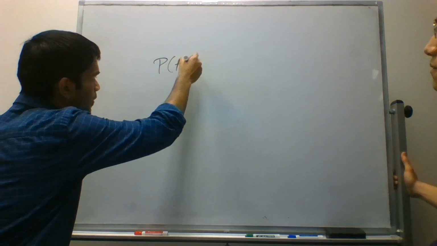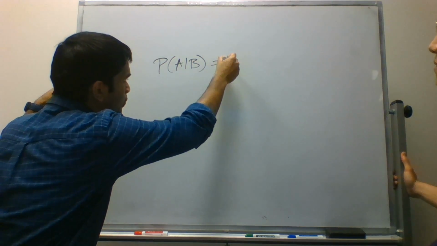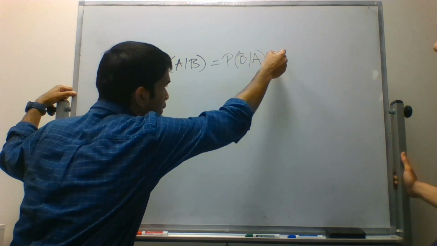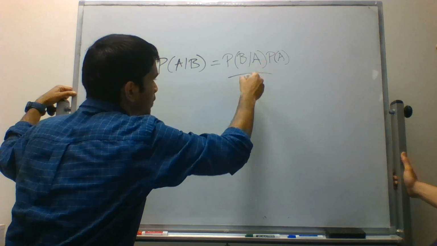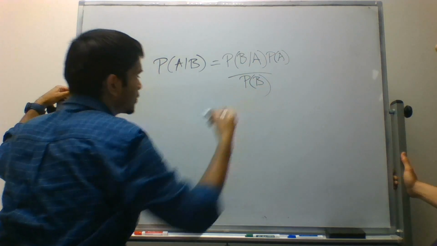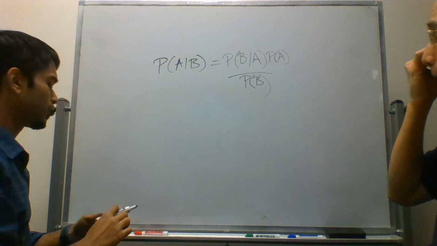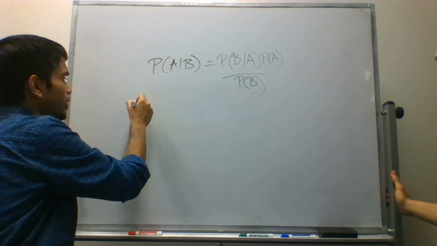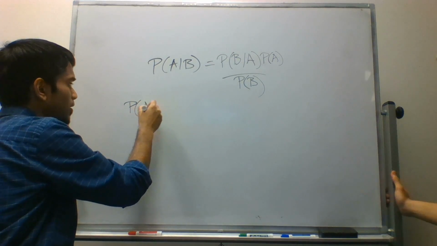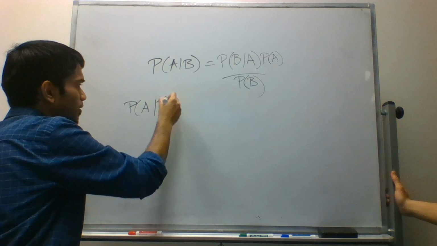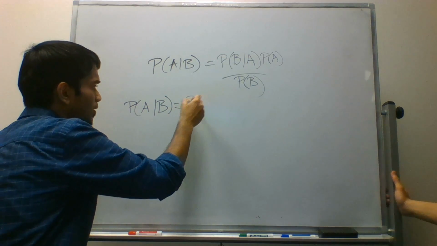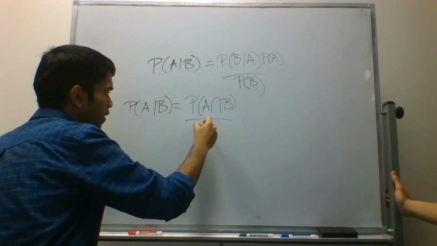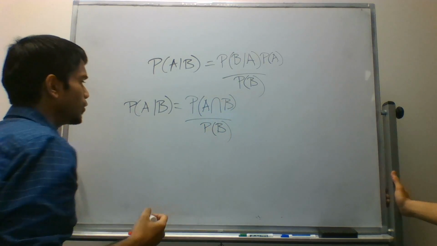Probability of A given B can be rewritten as probability of B given A times probability of A, over all possible probabilities of B. Now, this operates under the definition of conditional probability. So, probability of A given B is probability of A and B over the probability of just B.